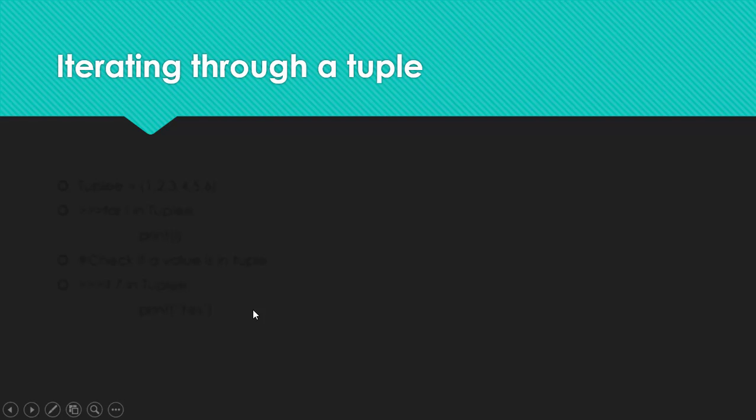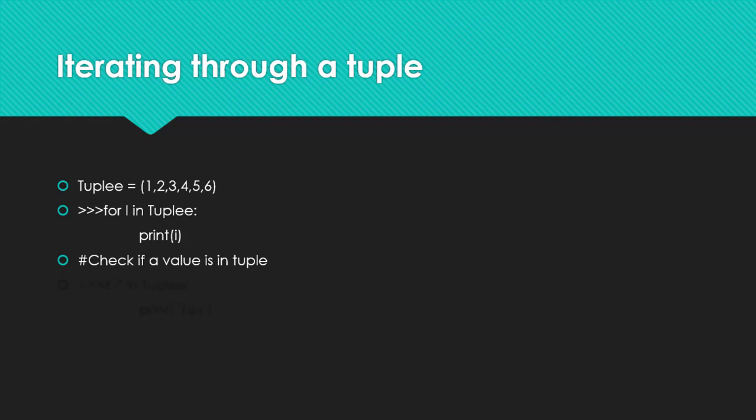Iterating through a tuple. This is very easy. Simply take a tuple, use a for loop, for I in tuple, colon, print I, then all the elements of the tuple would be printed. It's very simple. Using for loops in Python is really very simple. Now what if we need to check if a particular value is present in a tuple? Simply we can do it: if 7 in tuple, then print yes. Here I have used an if statement. You can do that even without an if statement.